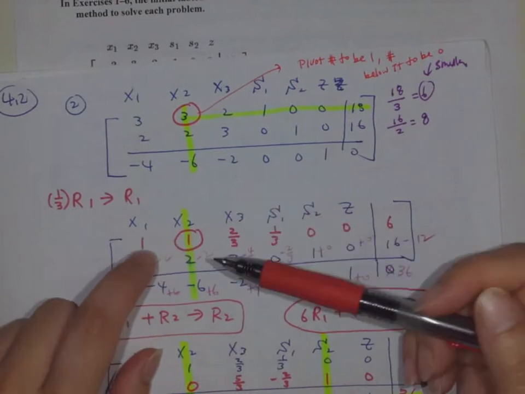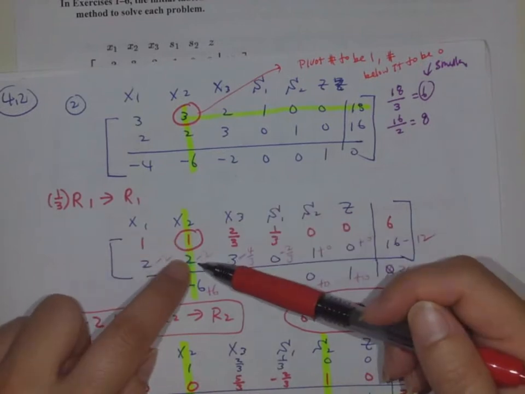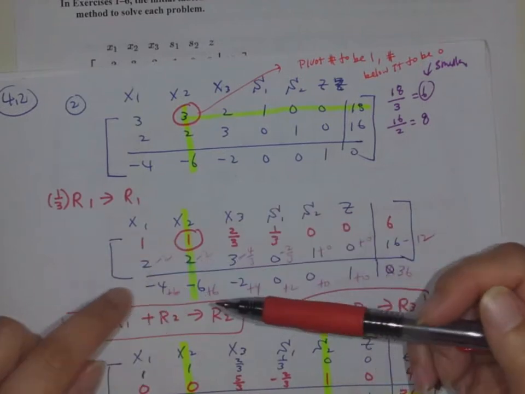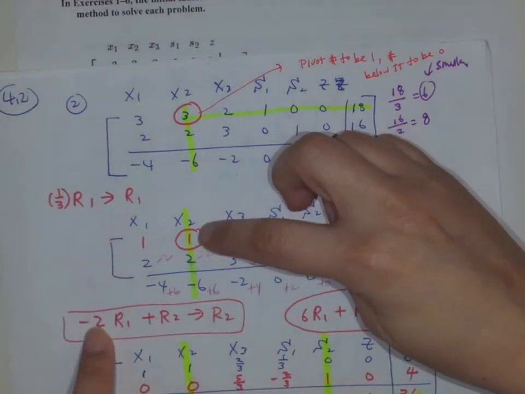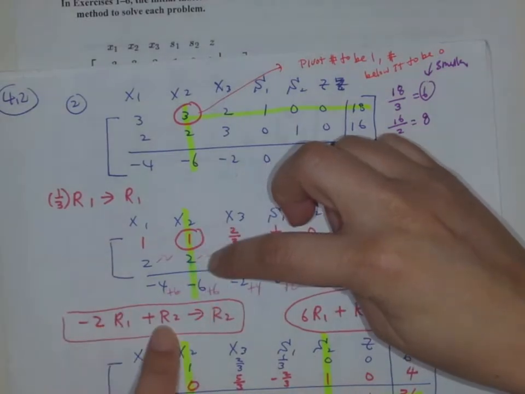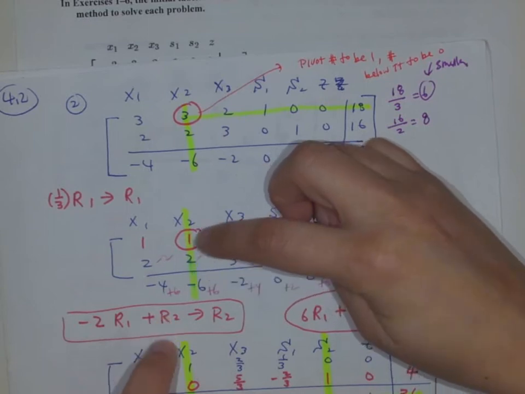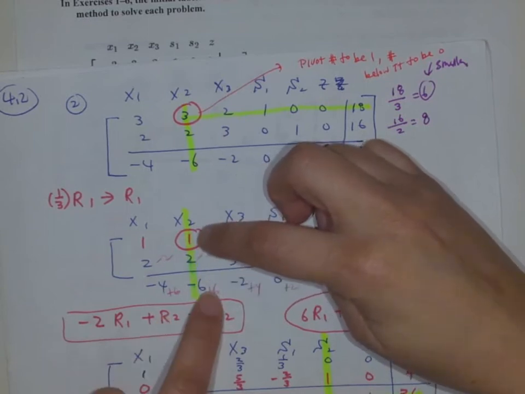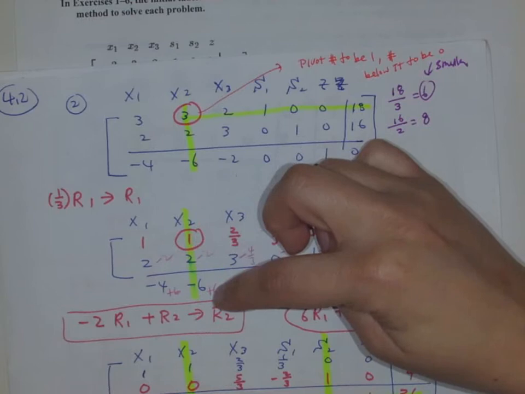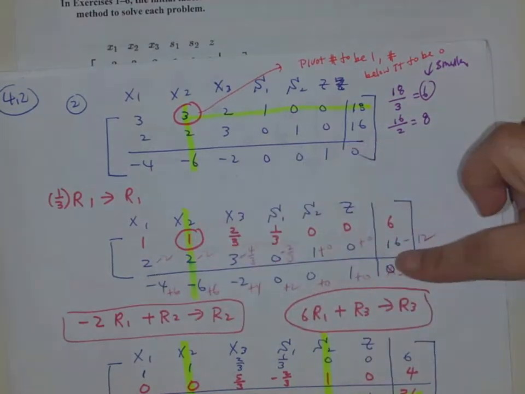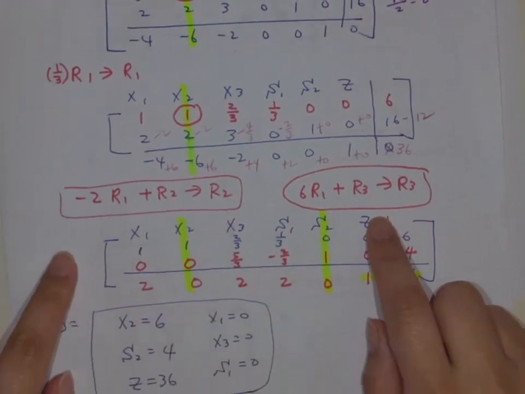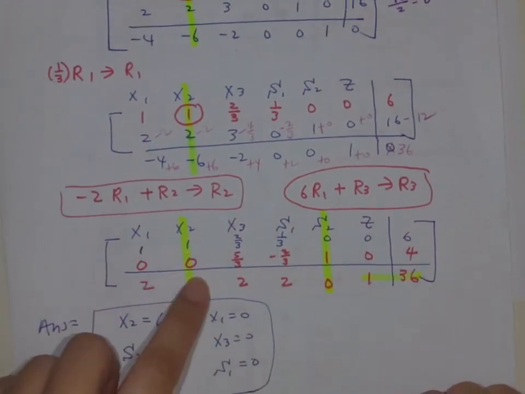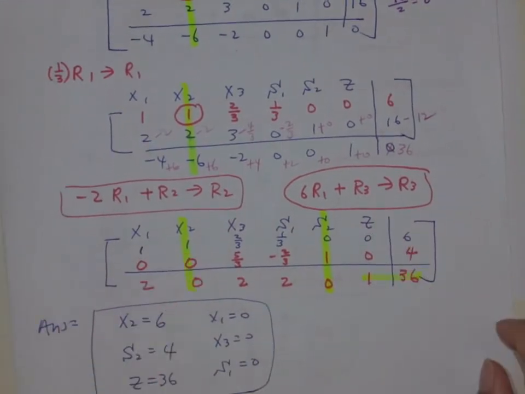I need to turn this number into 0 and this number into 0, right? So if I use the top one times a -2, add to here, and apply back to here, I can make that a 0. If I use the top one times a 6, and then add to the last one and apply back here, it will make that a 0. So that's what we did with these two row operations. And then after we get this 0, that would be your answer.